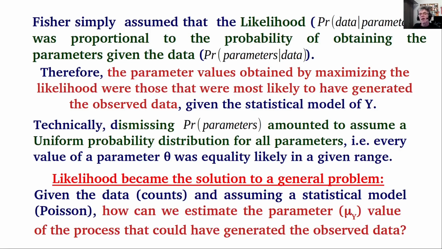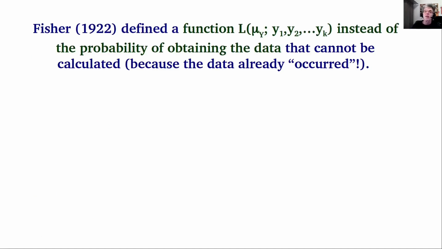So likelihood became the solution to a general problem. Given the data, let's assume counts, and assuming a statistical model, assume that we are going to use the Poisson distribution to model these counts, how can we estimate the value of the parameter, in this case the mean, of the process that could have generated the observed data? Fisher defined a function L for likelihood, that depended on the parameter value given the data, instead of the probability of observing the data, which could not have been calculated, simply because the data have already occurred.